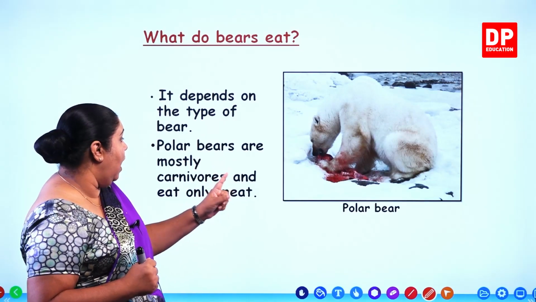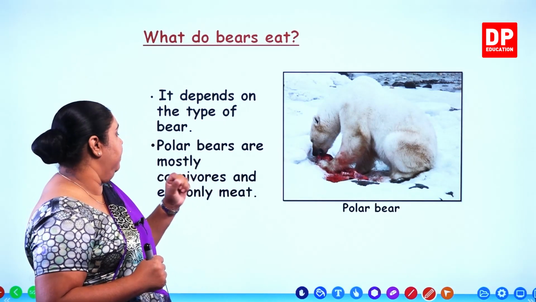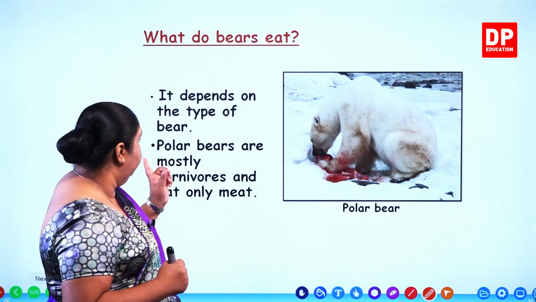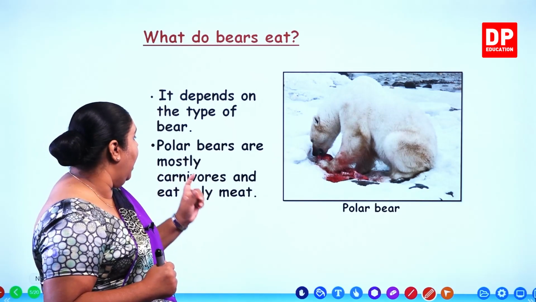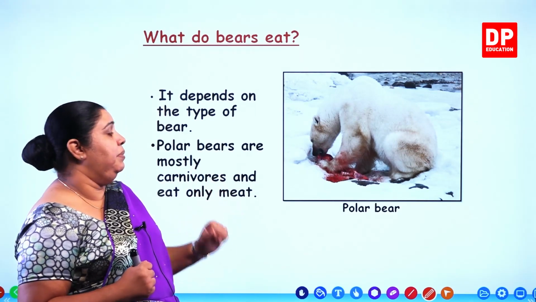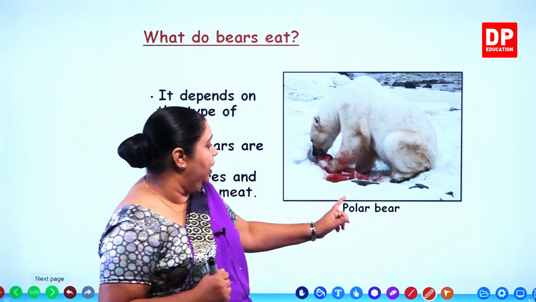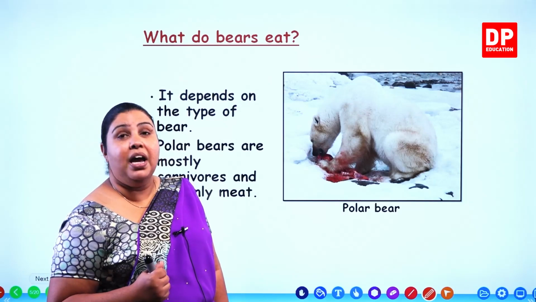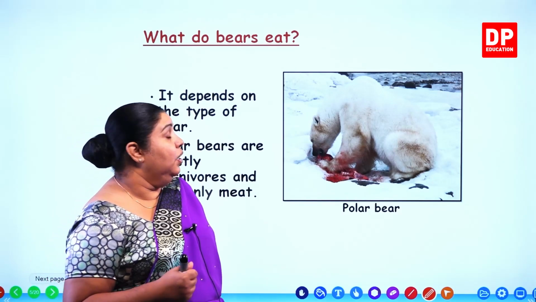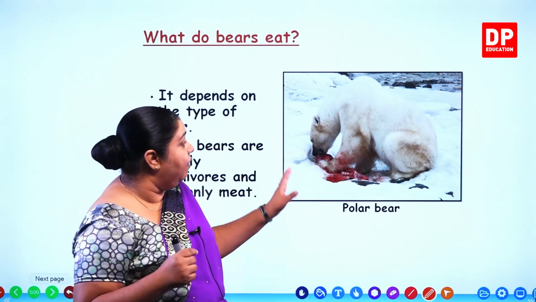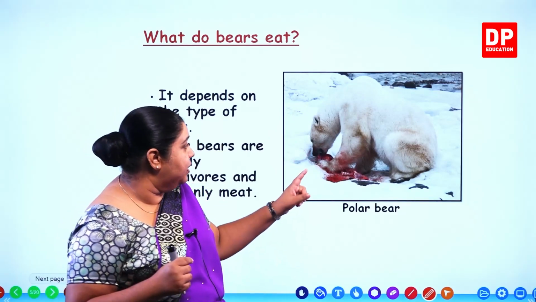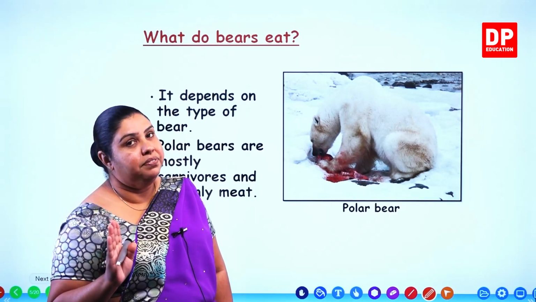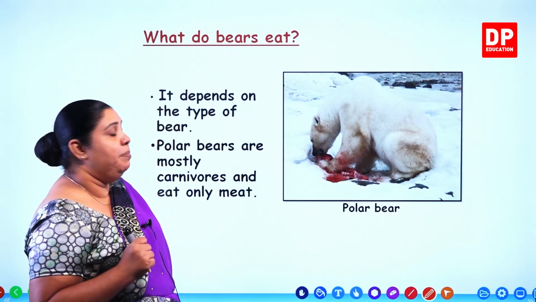Polar bears are mostly carnivorous and eat only meat. Right? Can you see the polar bear? Where do polar bears live? In the North Pole where it's covered with snow. Right? Can you see? The polar bear eats only meat. The polar bear is like that.